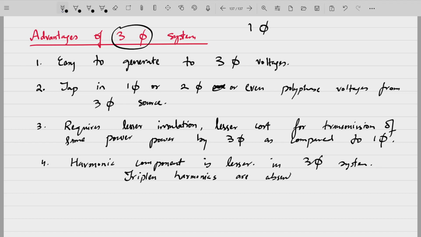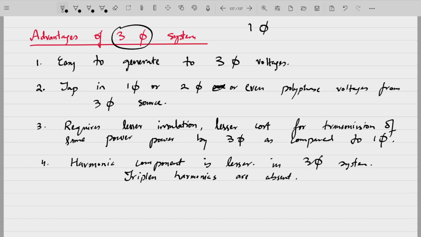Now, what does triple harmonics mean here? Triple harmonics means all those harmonics which will have a frequency of 3f, 6f, 9f, 12f. That means, in short, they are frequency multiples of 3. So all these harmonic components will be absent.